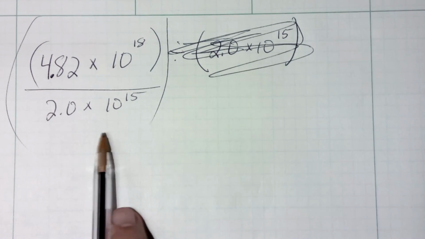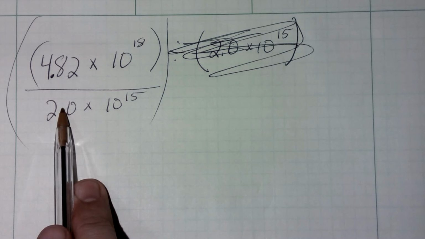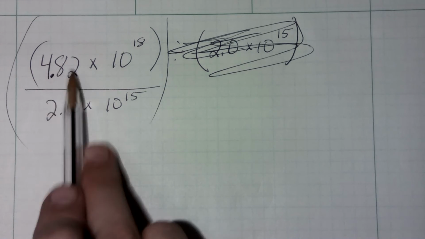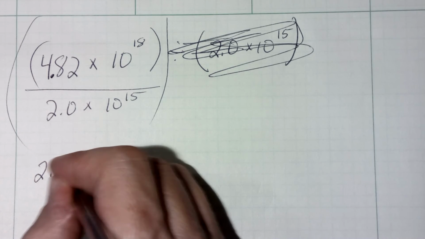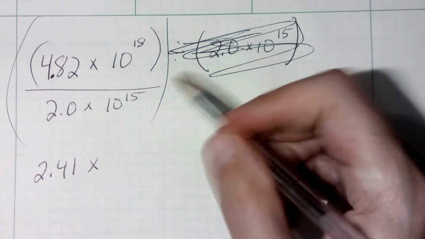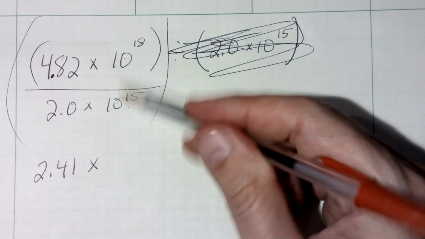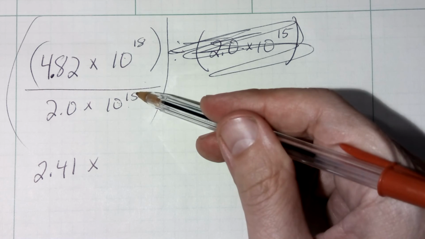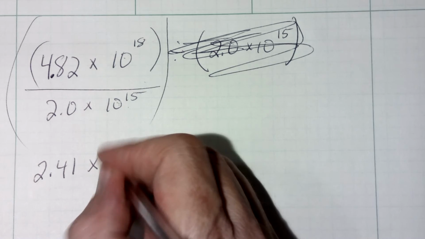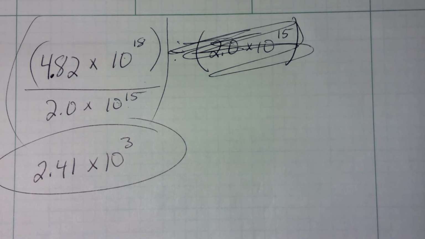Then all we do is divide the decimal parts. Grab a calculator and do it if you need to. I can do this one since I'm just dividing by 2. It's going to be 2.41 times. Now, what do we do with the exponents when we're dividing a common base, bases that are the same? I subtract. 18 minus 15 is going to be 10 to the third. And there's my final answer.